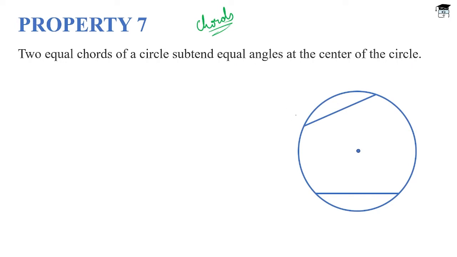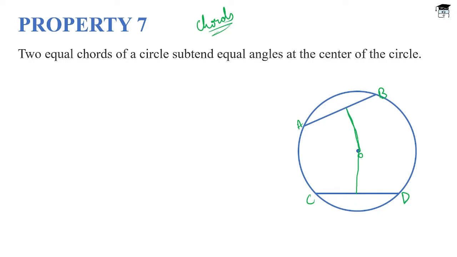Now I have drawn two chords here, AB and CD, and this is the center, O. Now if I drop two perpendiculars here, one here and the other one here, I have dropped two perpendiculars.